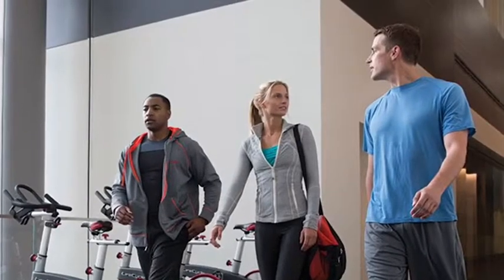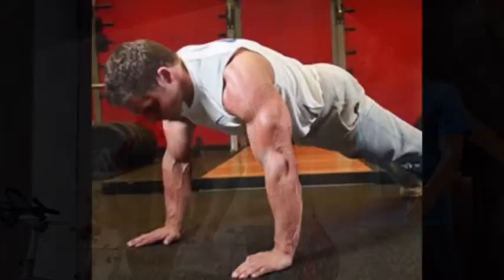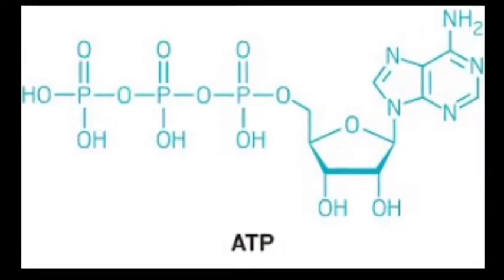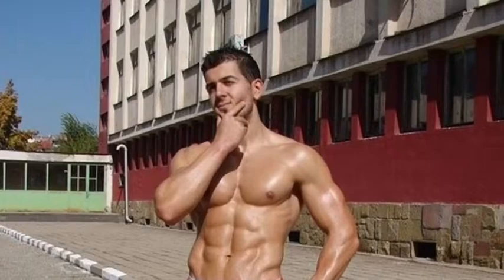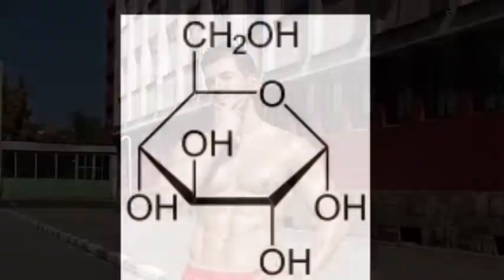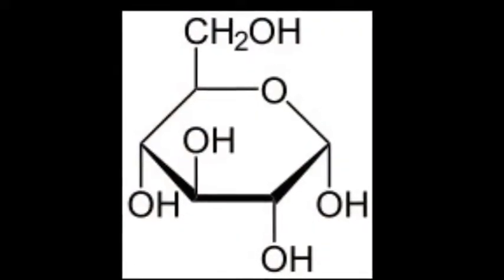Picture this. You go into your local gym and start doing push-ups. Your body uses energy in the form of ATP to stimulate your muscles to contract. But how did your body get ATP? Where did it come from? Well, the short answer would be sugars, more specifically glucose, a monosaccharide.